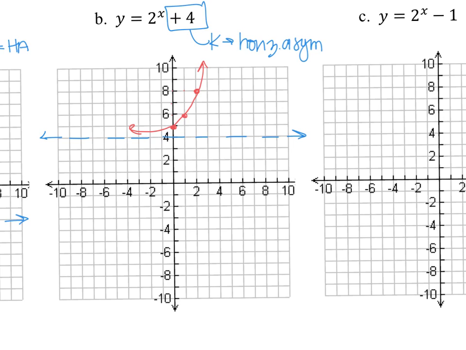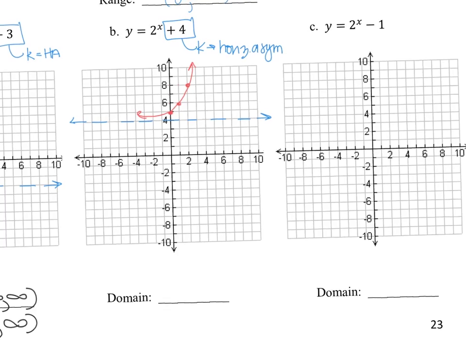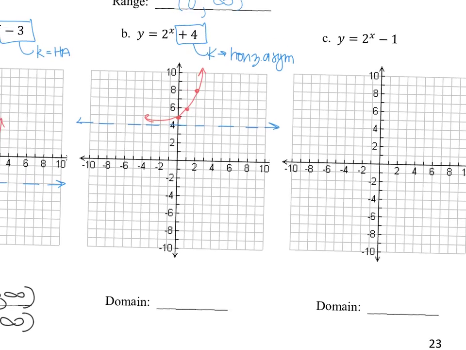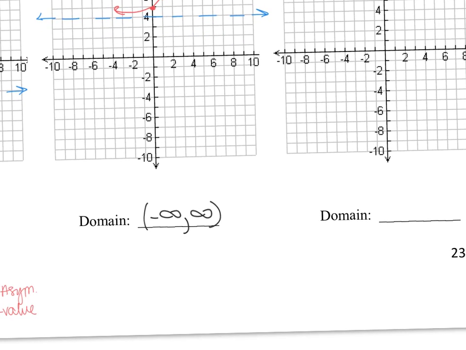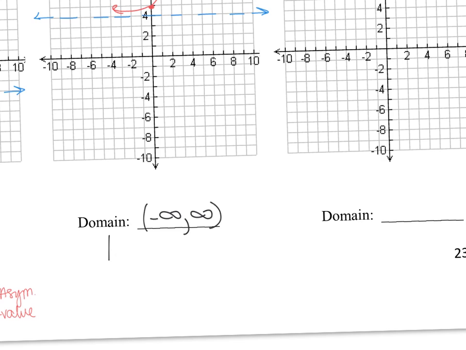Now, what did I say will always stay the same? Well, that's going to be your domain. Your domain is going to be -infinity to infinity, right? There's no limited x values. And then your range value, well, where's my horizontal asymptote? Well, it's at the value of 4. So I'm going from 4 to infinity, right? It's my horizontal asymptote. It's my k value.